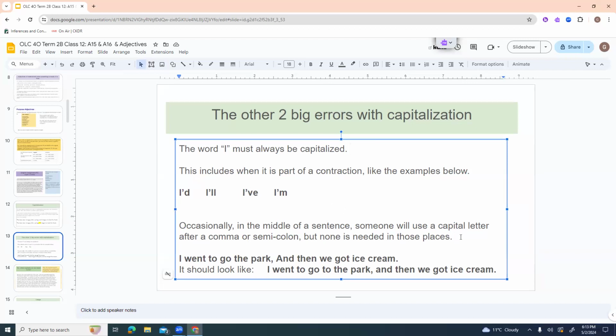Occasionally in the middle of a sentence, someone will use a capital letter after a comma or a semicolon. I'm not sure if it's just a mistake or if they think it's needed there, but it is not needed there, okay? So for example, I went to the park, comma, and then we got ice cream, and they put a big A for and. It's not needed. We only put that after a period. So here I would just have, I went to the park, comma, and then we got ice cream, but the and has no capital letter, okay? So if you add a capital where it doesn't belong, that is just as much of a mistake as forgetting to put a capital where there should be one.